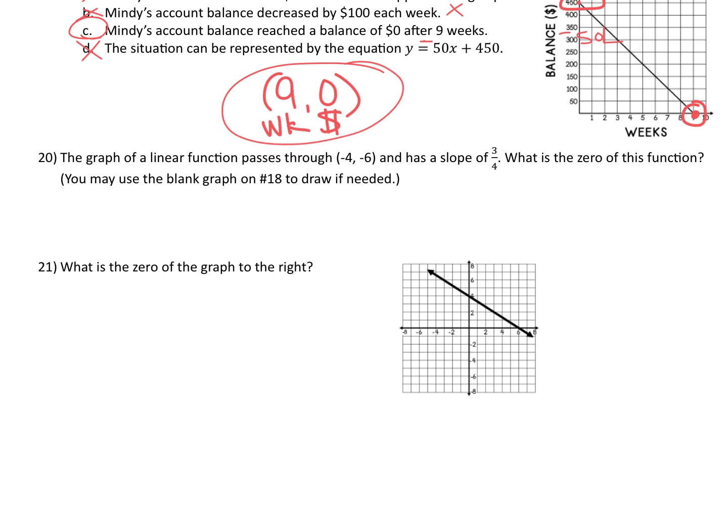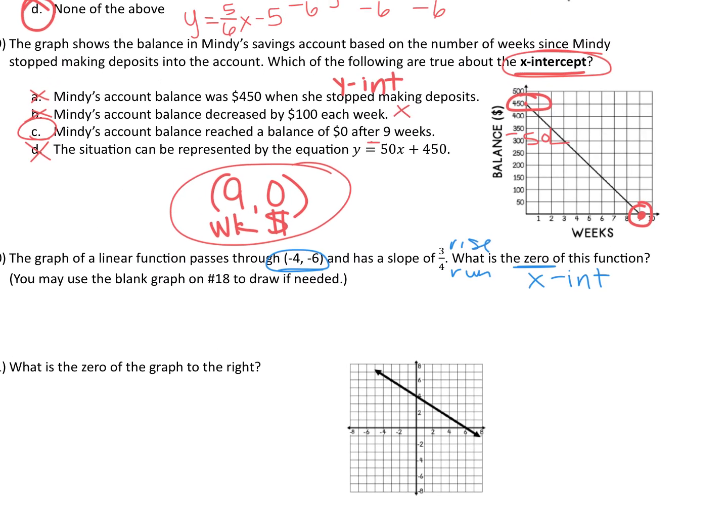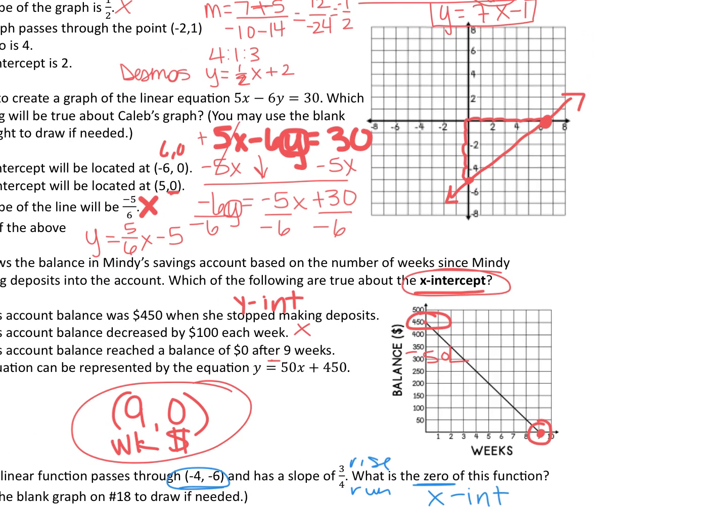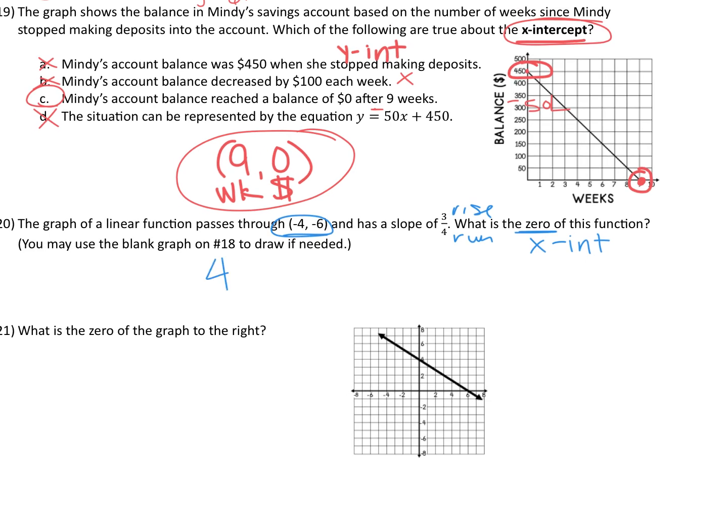On number 20, we can start at this coordinate and count our rise over our run. It says, what is the 0? Remember, that is x-intercept. So I'm going to come back up to my graph on number 18. I used a red line earlier. I'll use a blue line now. -4, -6 is right here. And the slope was 3/4. So rise 3, run 4. Now that's a y-intercept, not an x-intercept. So we're going to keep going. 1, 2, 3 again. Over 1, 2, 3, 4. And there, in fact, is my x-intercept of 4, 0.